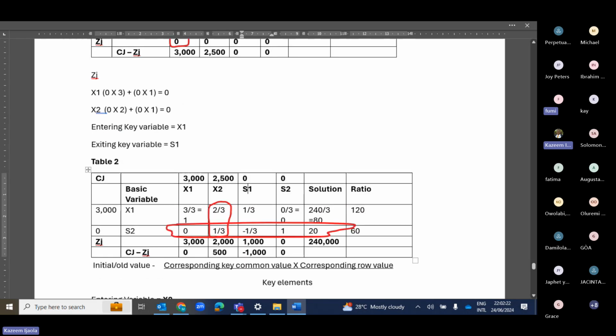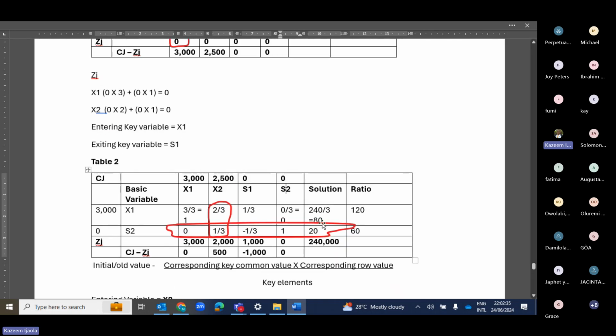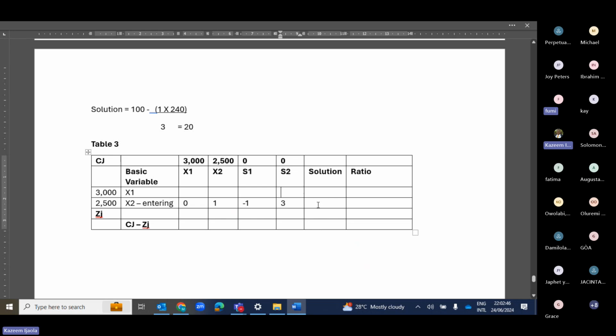Okay. Now, the next one is what? 1 divided by 1/3. What is the answer? 3. So you have your 3 here. Then your solution is showing what? 20. So 20 divided by 1/3 is what? 60. So you bring in 60 here.